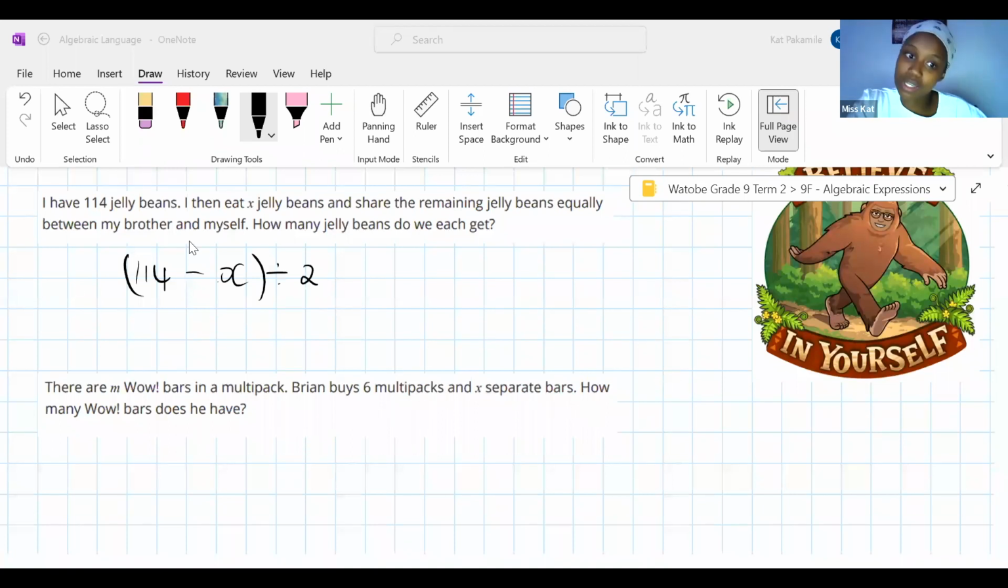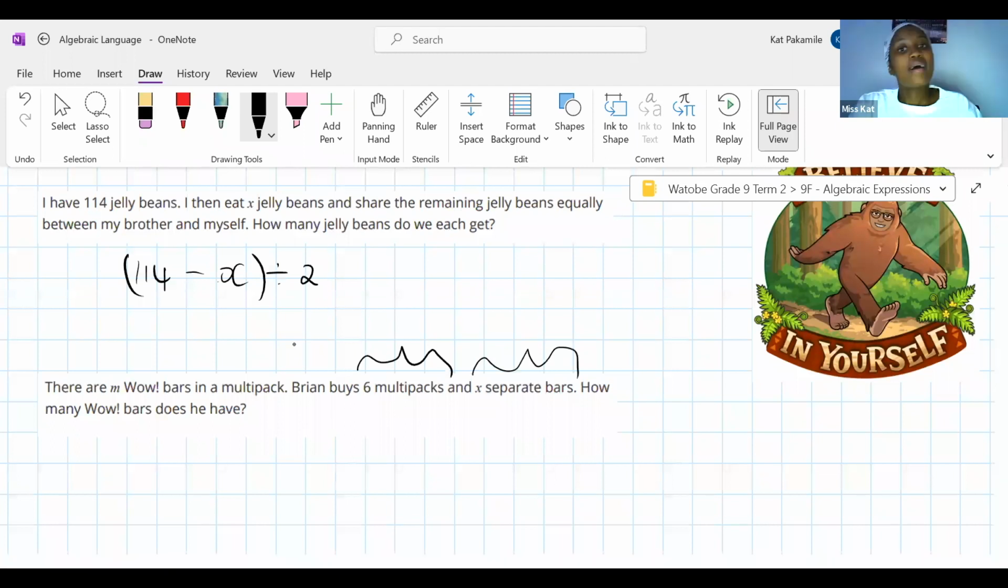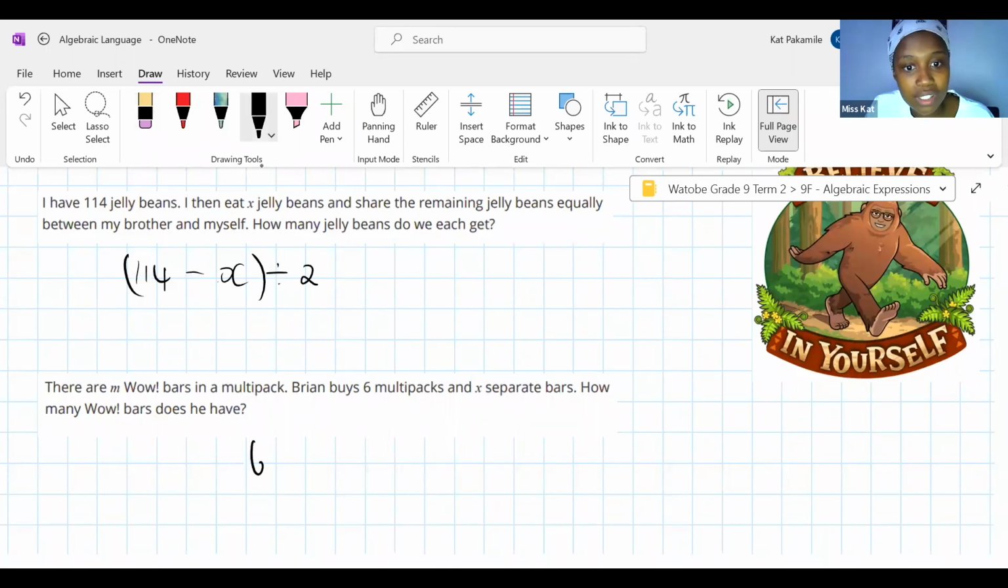Yes. I see what you mean. Thank you. Guys, this is why Sabuna is here. So guys, he bought multi-packs, né? But then he also bought separate bars. So imagine you're going to the shop, né? And then you buy, I used to do this, those multi-packs of sweets that are many, and then you also buy the single ones, because you have an addiction like some of us. So in total, you're going to have 6 times m, because in a multi-pack, there are m, plus x separate ones.